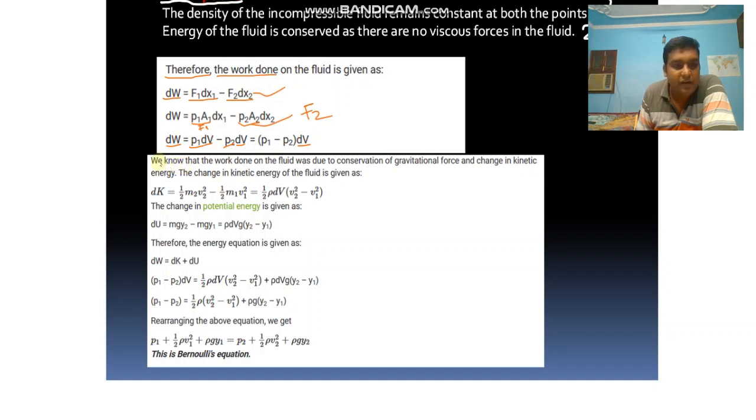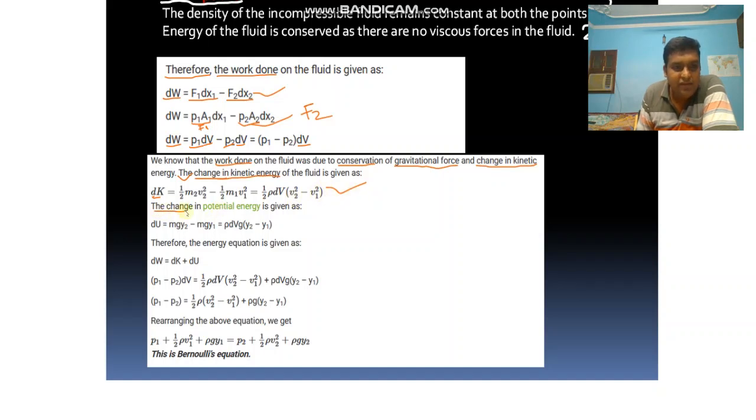Now let's move further. We know that the work done on the fluid was due to conservation of gravitational force and change in kinetic energy. Okay, so let's consider first the change in kinetic energy of the fluid, given as dK = 1/2 m2 v2 squared minus 1/2 m1 v1 squared, which equals 1/2 rho dV (v2 squared minus v1 squared).